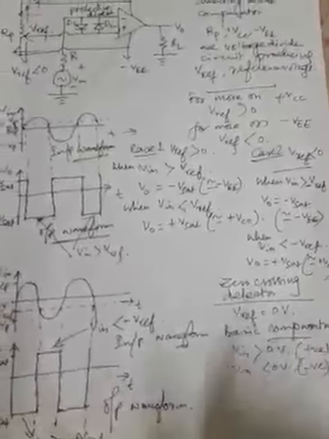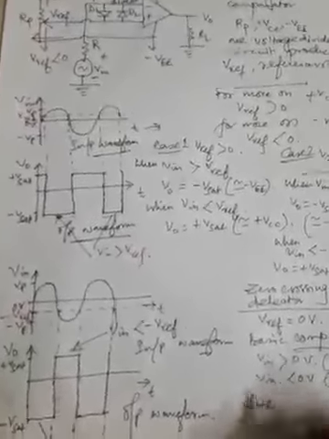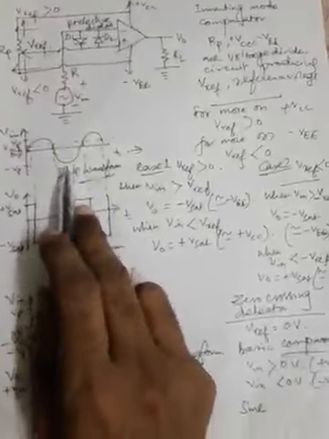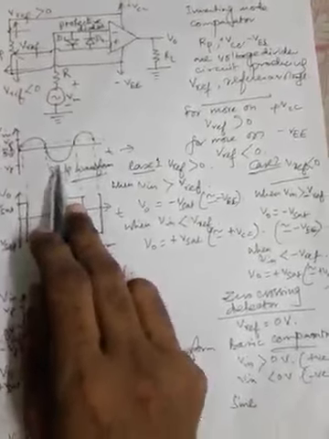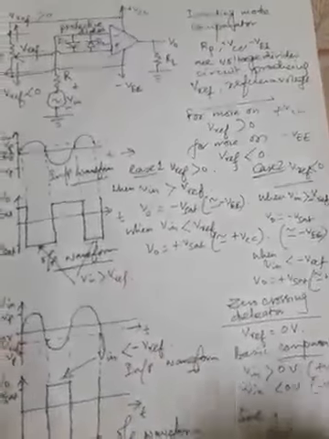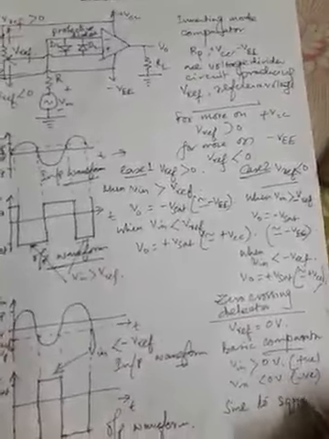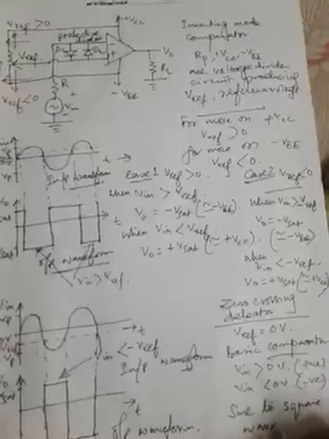This zero crossing detector can also be called a sine wave to square wave converter. As you can see, at the input we are providing a sine wave and we are getting a square wave at the output. So this type of comparator, the zero crossing detector, can also be called a sine to square wave converter.